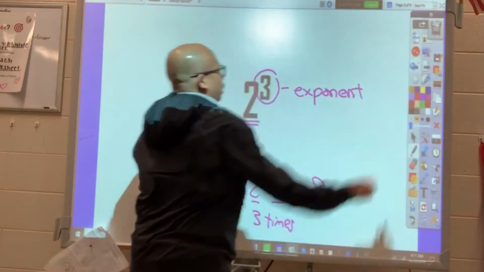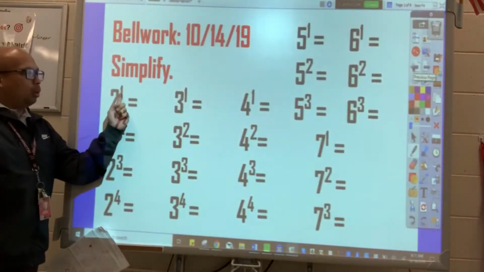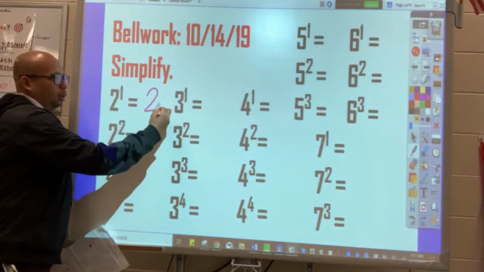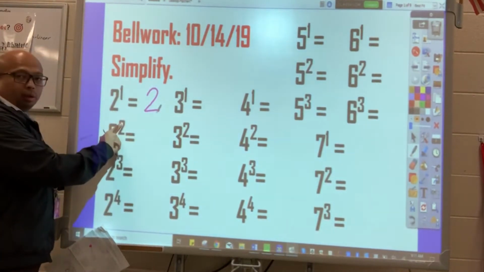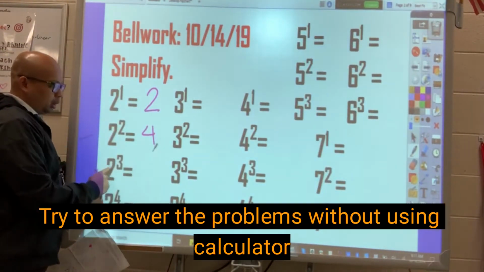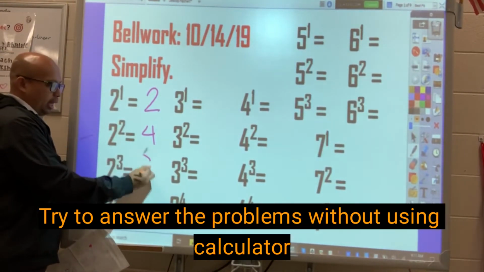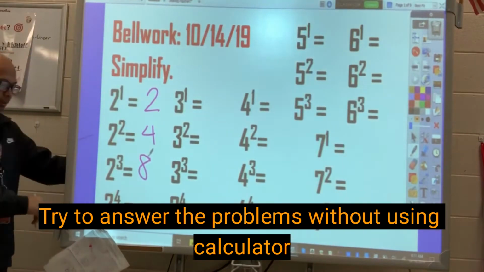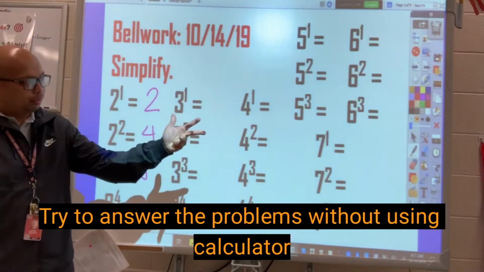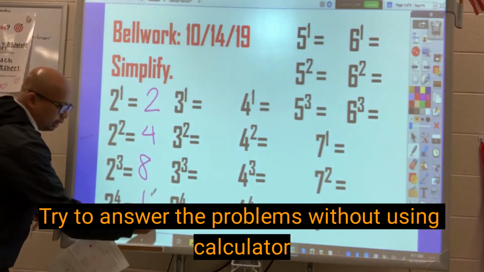Okay. So 2 to the 1, how many times do you multiply 2 by itself? It's just going to be 2. You guys can respond, okay? What's 2 squared? 2 times 2? 4. To the 3rd, we just did it. The answer is 8, not 6. What's 2 to the 4th? 2 times 2 times 2, 8 already. Times 2 for the 4th time, it's 16.